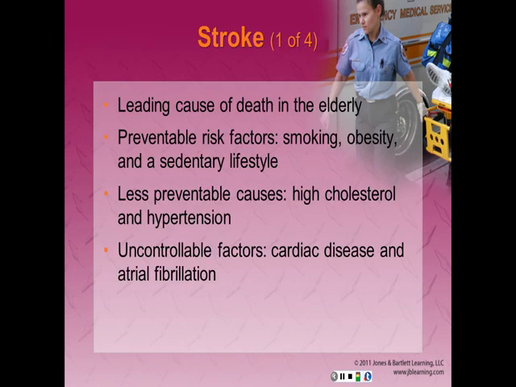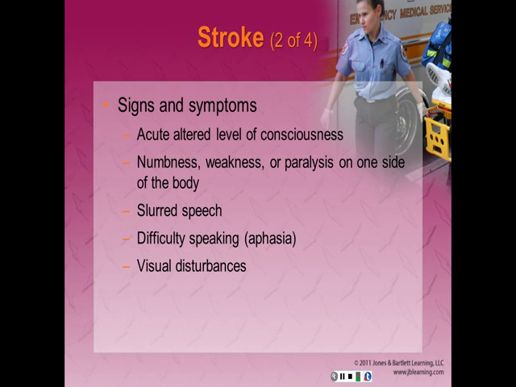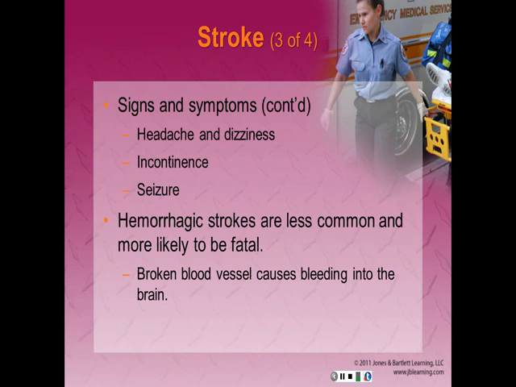Stroke. Stroke is a leading cause of death in the elderly, and preventable risk factors include smoking, obesity, and a sedentary lifestyle. Less preventable causes are high cholesterol and hypertension, and uncontrollable factors include cardiac disease and atrial fibrillation. Signs and symptoms of a stroke include altered mental status, numbness, weakness, or paralysis on one side of the body, slurred speech, difficulty speaking or aphasia, and visual disturbances, as well as headache and dizziness, incontinence, and seizures.